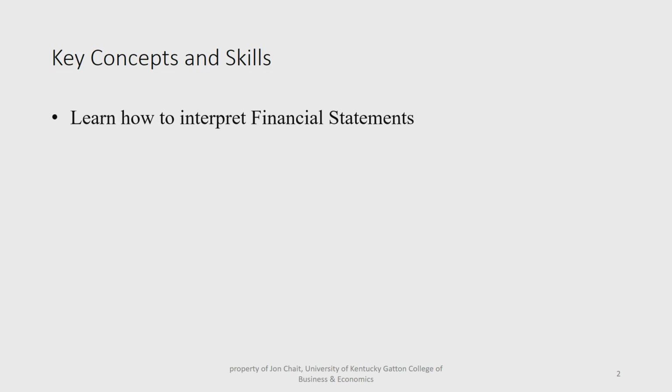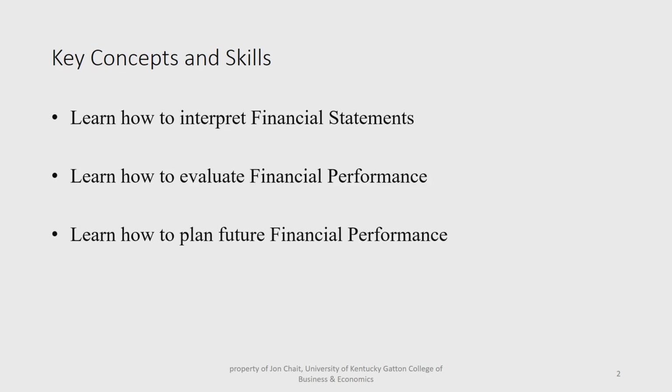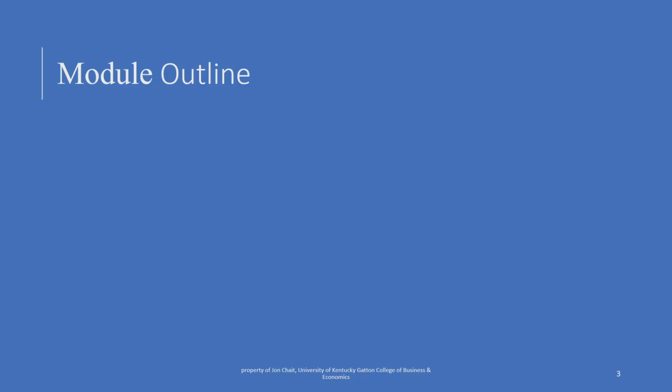So we're going to learn a number of key concepts and skills: learn how to interpret financial statements, learn how to evaluate financial performance, which is a key financial function for all financial executives, and learn how to plan future financial performance. In the module, we start with understanding why businesses need cash and how we can calculate it. We look at sources and uses, and we look at the cash cycle.